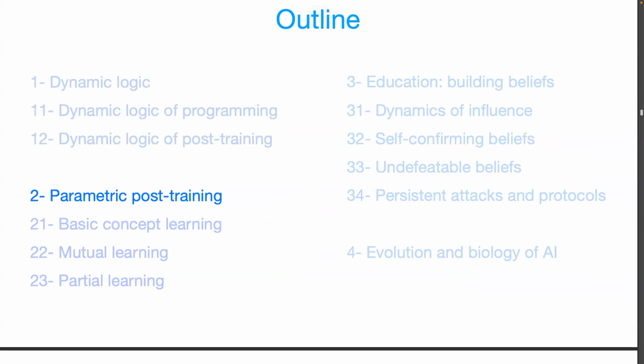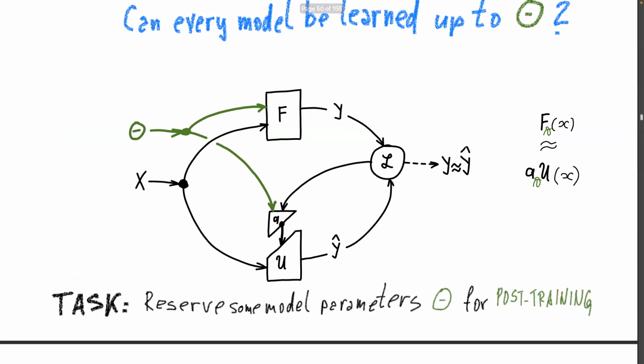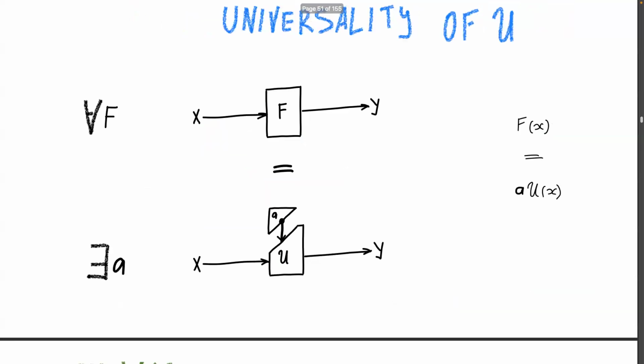Okay, so what would this parametric post-training be? Can every model be parameterized, and every model be learned up to this parameter type theta? So when you start pre-training, when you have a corpus and you want to pre-train your model, can you always recognize the part of the model or partition that model in a parametric way so that you can leave parameters for post-training? That's the question of this discipline.